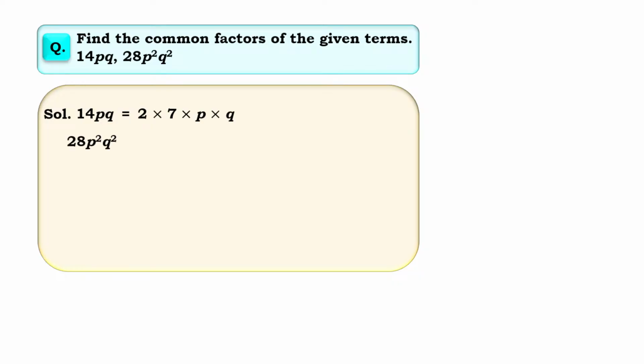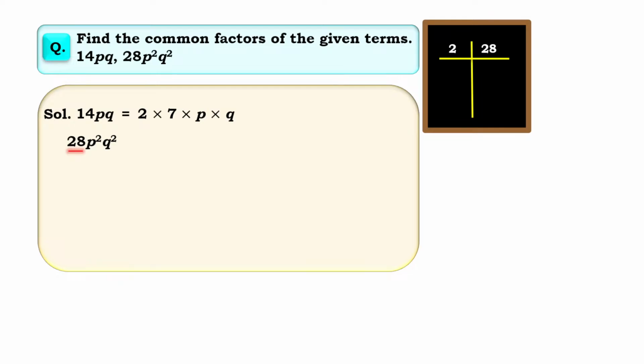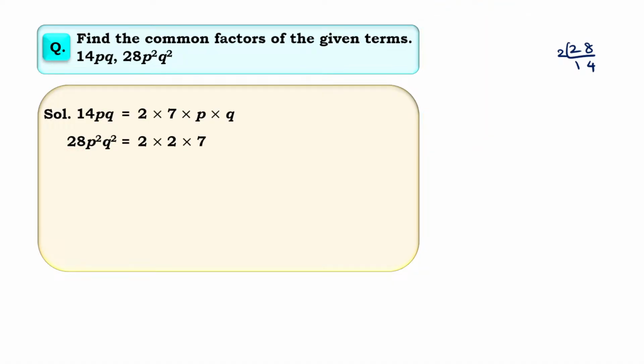Now 28p square q square. Let us find prime factors for 28. 2 fourteens are 28. Next, 2 divides 14, 2 sevens are 14. Now 2 does not divide 7, 3 does not divide 7, 5 does not divide 7. So what is the next number which divides 7? 7 only. 7 ones are 7. So the factors for 28 are 2, 2 and 7.